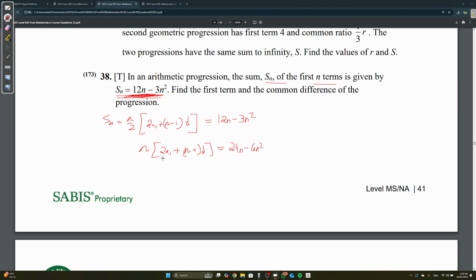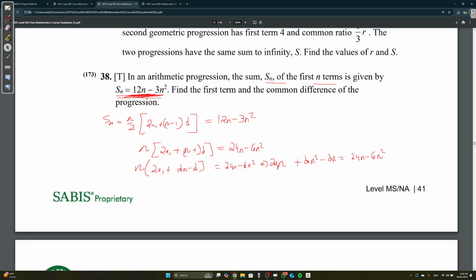And I think now it's very straightforward to distribute. So you're going to get 2a1n plus, oh, let me expand this. Hold up, let me continue expanding what's inside. Okay, so you can get n(2a1 plus dn minus d) equals 24n minus 6n squared. Let's continue. You now distribute the n inside. You can get 2a1n plus dn squared minus dn is equal to 24n minus 6n squared.